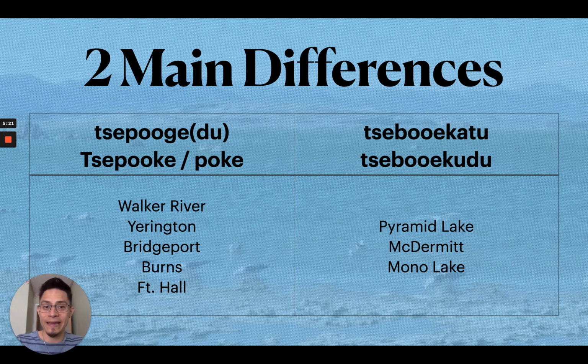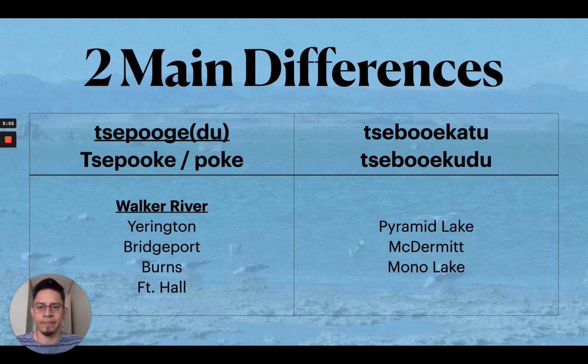And then to the right, we have this other word. It's tsibuikat or tsibuikad. Again, basically the same, just different pronunciations. And they use that at Pyramid Lake, McDermott, Mona Lake. Again, maybe other communities. I wasn't able to get them all. But basically, these are the two different ways to form these larger numbers. And what you do, well, actually, first off, I want to say, since I'm enrolled in Walker River, I'm going to be using the way we say it, tsipugi, tsipugid.